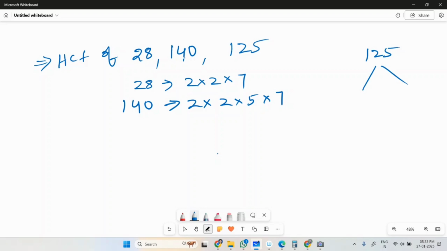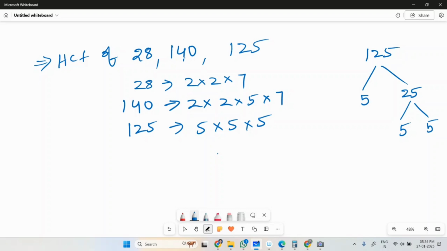125 is not divisible by 2. Is it divisible by 3? 1 plus 2 is 3, 3 plus 5 is 8. No, it's not divisible. So we can directly go ahead with 5. 5 times 25 is 125. Now here again 5: 5 times 5 is 25. So the prime factors of 125 are 5 times 5 times 5.